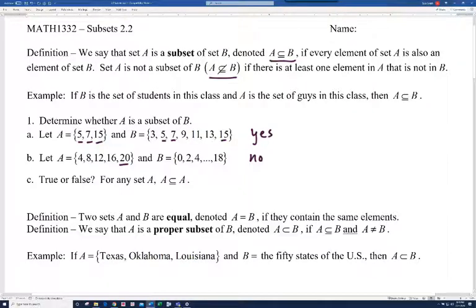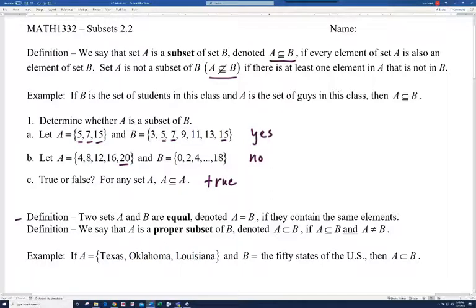All right, so in C it says true or false. For any set A, A is a subset of A. Well, every element of A is going to be an element of A. And so, in fact, this is true. And so this is one of the facts that we want to remember about subsets, that every set is a subset of itself.